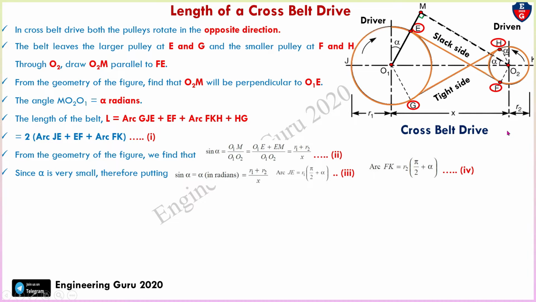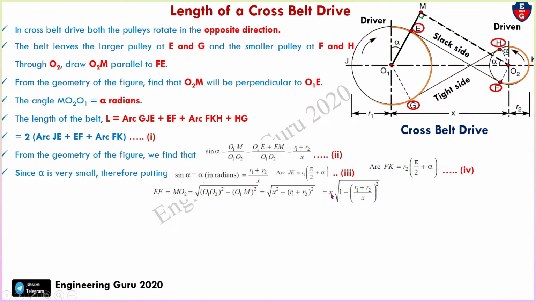So it is the same concept we already covered in the length of open belt drive, so you can also refer to that video. Now EF means this length. So use Pythagoras in triangle MO2. We can write EF equal to MO2 equal to under root O1O2 whole square minus O1M whole square. So simply put the value O1O2 equal to x, so equal to under root x square minus (r1 plus r2) whole square.